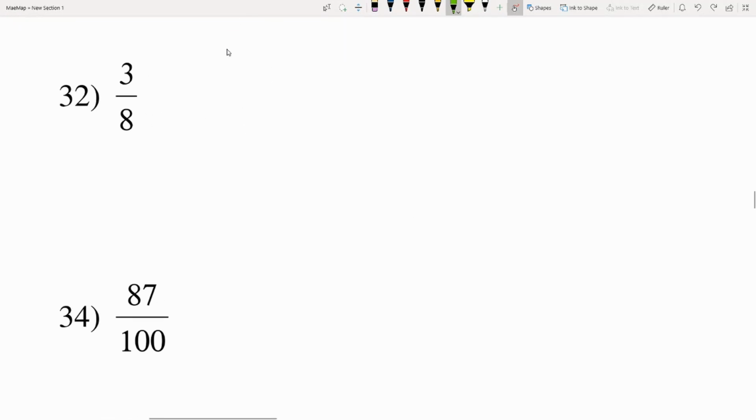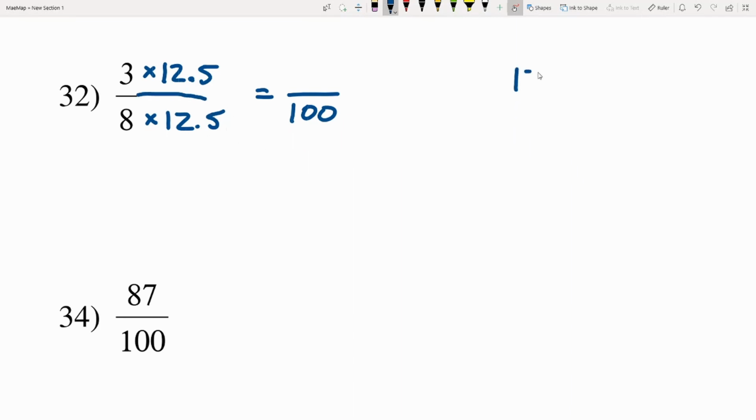In number 32, we have 3/8. Now if you remember from number 28, 8 goes into 100 12.5 times. So I have to multiply by 12.5 to get 100 in my denominator, which means I need to multiply my numerator by that same thing so I don't change the value of my overall fraction. So 3 times 12.5, let's do out some multiplication. 12.5 times 3 is the same as 3 times 12.5, so I'll write it like this.